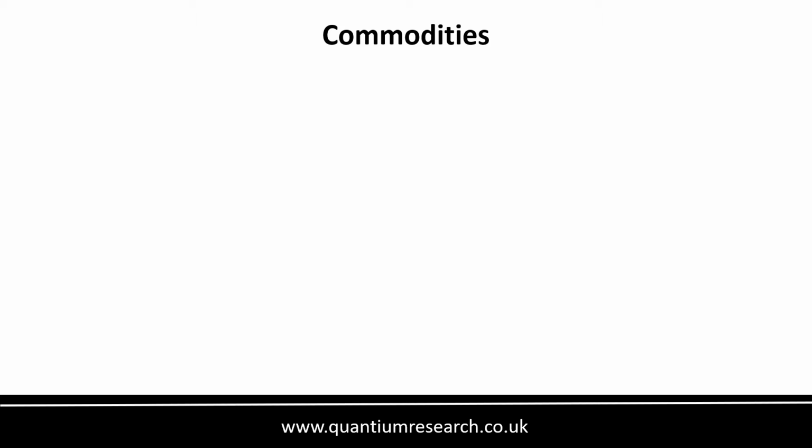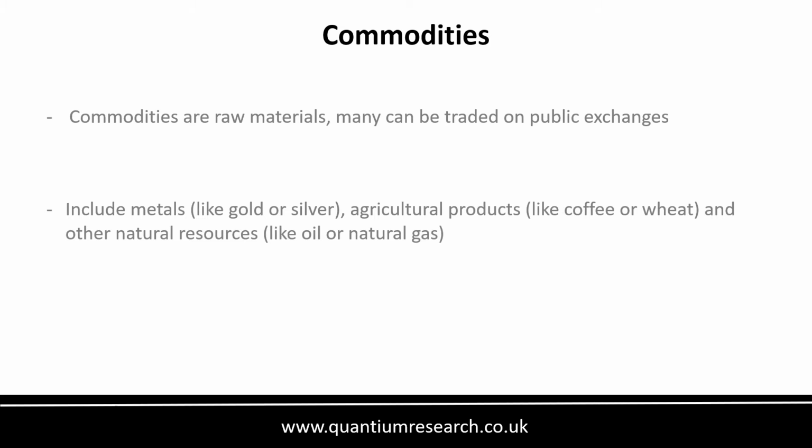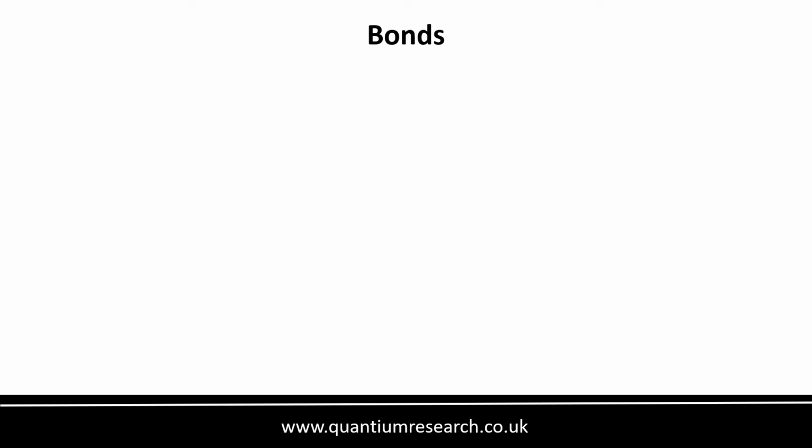For commodities, they are basically raw materials, and many can be traded on public exchanges just like other asset classes. Examples of commodities include metals like gold or silver, agricultural products like coffee or wheat, and other natural resources such as oil and maybe natural gas too. And commodities are commonly traded via futures, options, or ETFs, which we'll cover just shortly. But for now, we'll look at bonds.